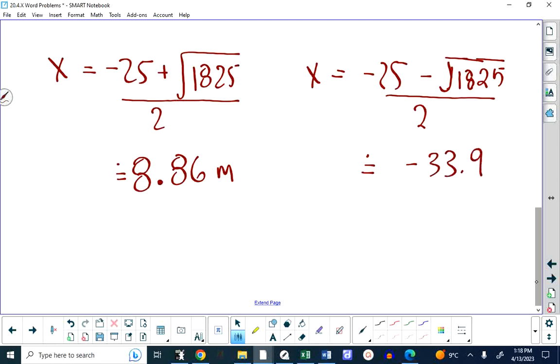And, you know, how many of you can look up here at this expression and know that it's going to be a negative number without even calculating things? I mean, you have negative 25 and you're subtracting another number. It's going to be negative. This one gets tossed in the bin because you can't have a negative width. X is the width of the border. So the answer to the question to the nearest hundredth would be about 8.86, or to the nearest tenth would be about 8.9 meters. And we're done.